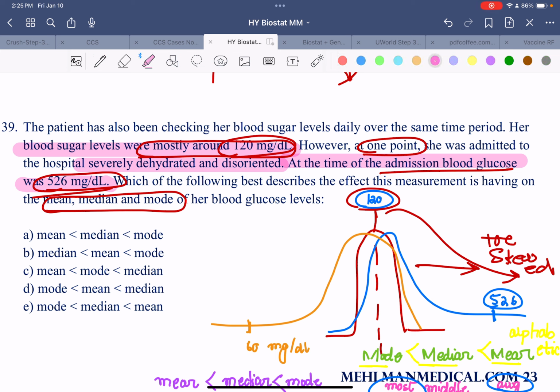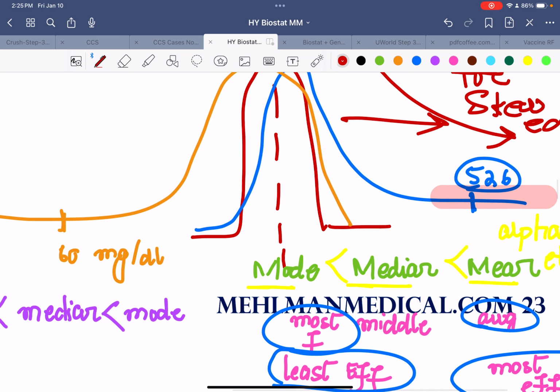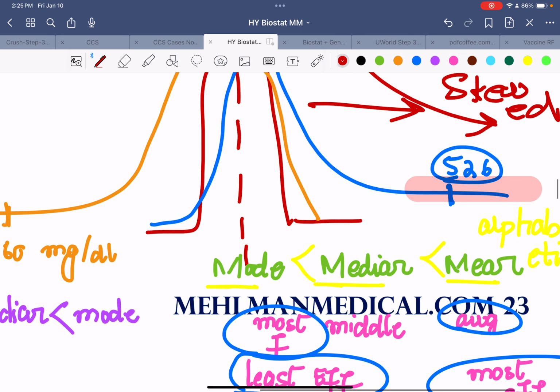And they can ask you what will be the effect on these three: mean, median, mode. So basically what you have to know is which of mean, median, mode will be the most affected and will deviate most towards this value of 526 milligrams per deciliter, which is our outlier. Which value will be deflected the most towards it, which will be deflected in a medium way, and which will be deflected in a minimum way, right? So remember this. I basically remember it with the alphabetical order, right? The English alphabets.